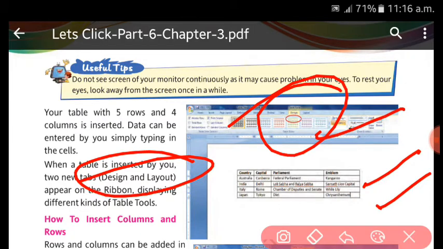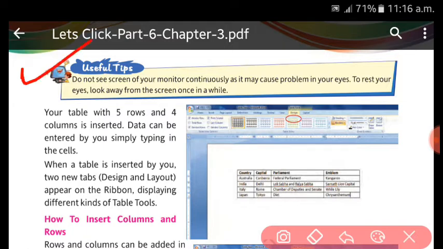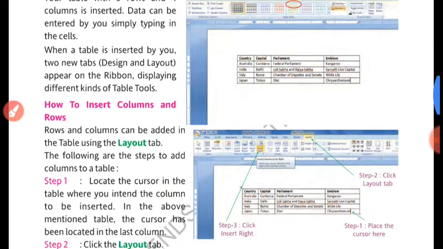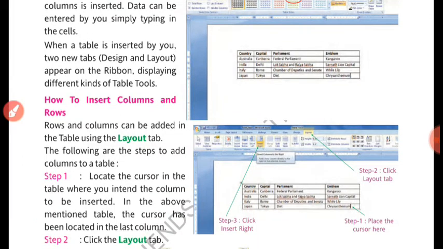One more thing here, a tip is written here: do not look at the screen of your monitor continuously, it may cause problems in your eyes. So what to do for that? To rest your eyes, look away from the screen once in a while. You should look here and there, right? Okay, I am talking about after some time. Not that you are always doing work and watching here and there. No, not like that. Sometimes you can look here and there. Okay, do not look at it continuously.